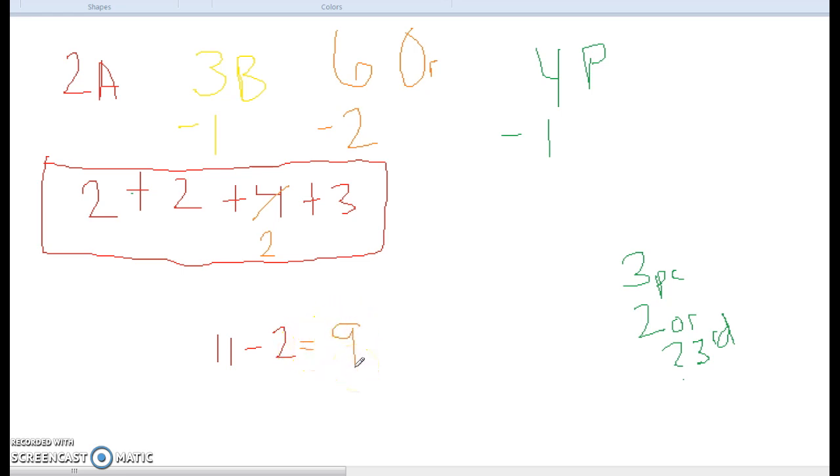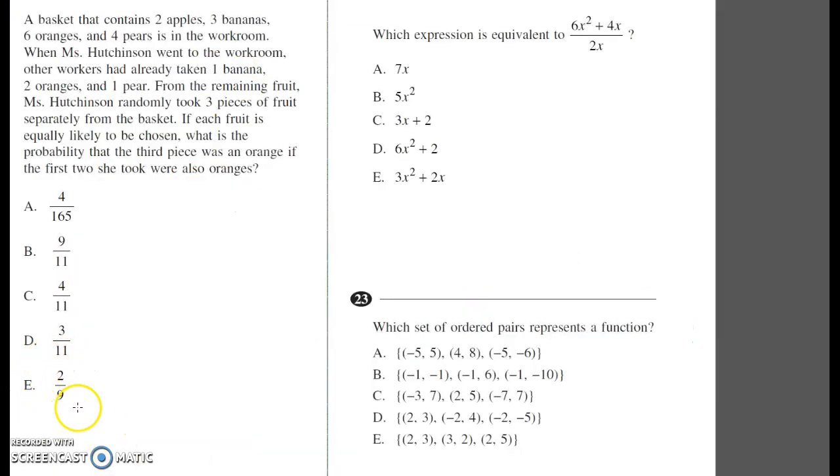So the question is, what is the probability that she will get an orange for the next piece of fruit? There are 2 oranges left out of 9 possible pieces of fruit. So she has a 2 in 9 chance that her third piece of fruit is going to be an orange. So it is a 2 in 9 chance.